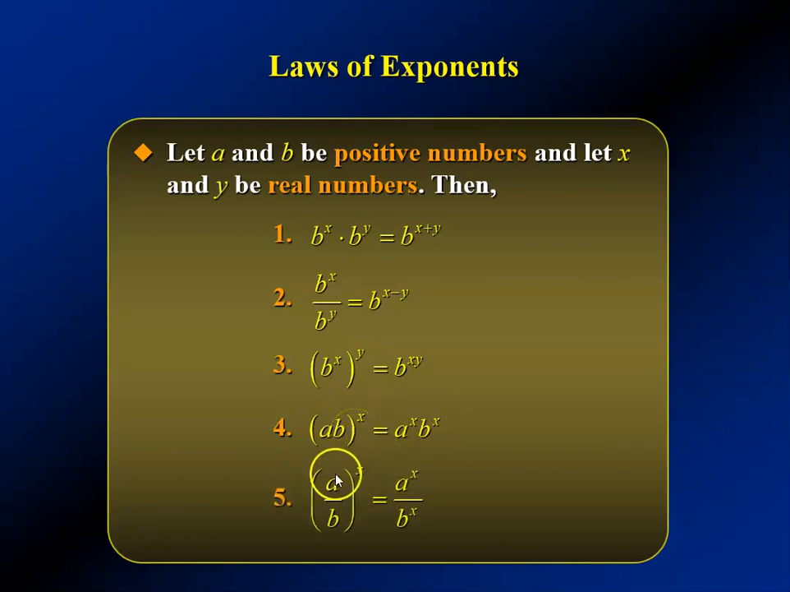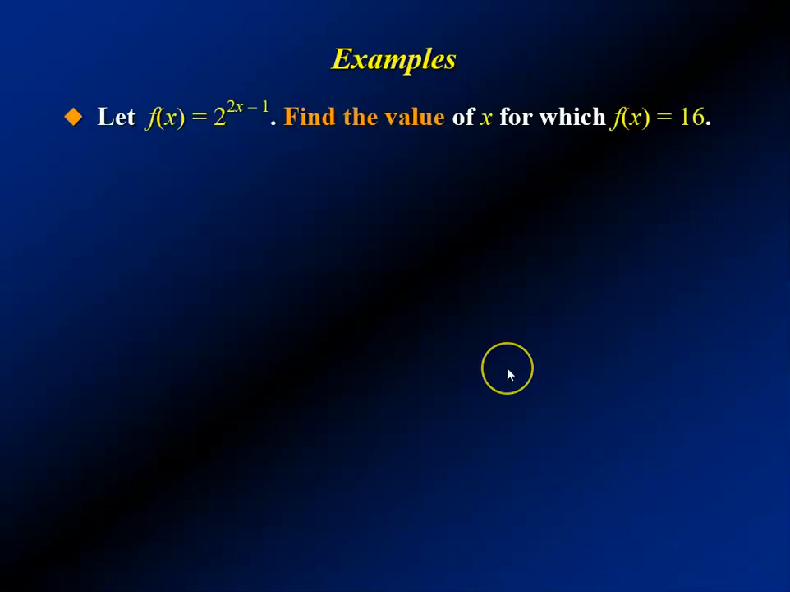And then we have the quotient property, where you distribute again from the denominator up to the numerator, so you will have a to the power of x over b to the power of x. These are the properties that you need to remember when you solve exponential functions. Okay, let's try some examples.